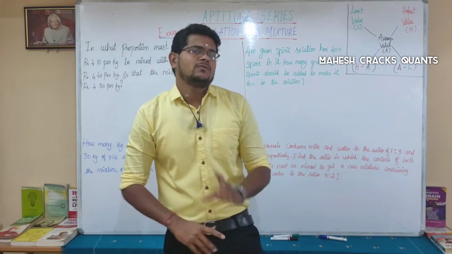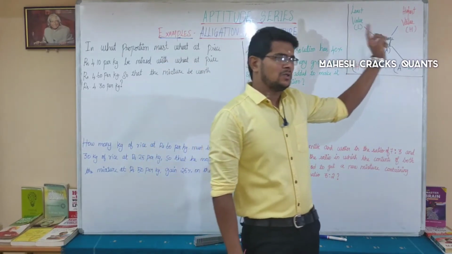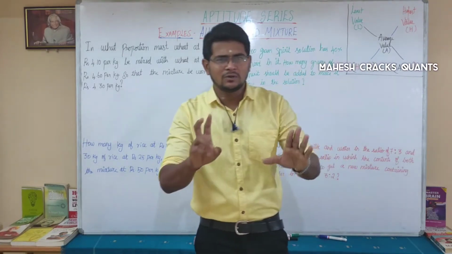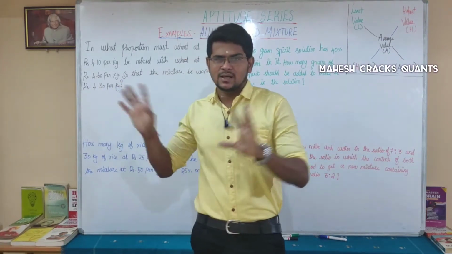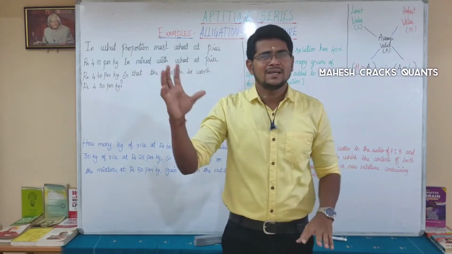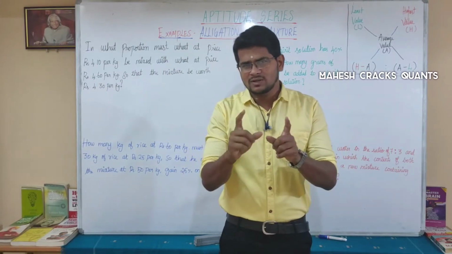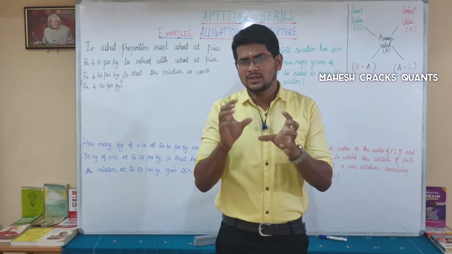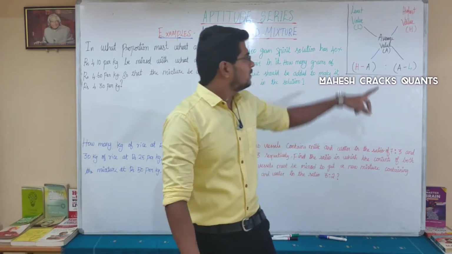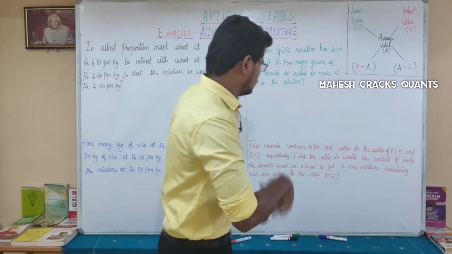We are going to use the same formula here: least value, highest value, and average value in the middle. You have two different wheats here. The least value is 4.10. What is the highest value here? 4.60. And what is the average value here? 4.30, because that is the cost of the mixture. When you cross, you will get the ratio. That's it. Let's do this.